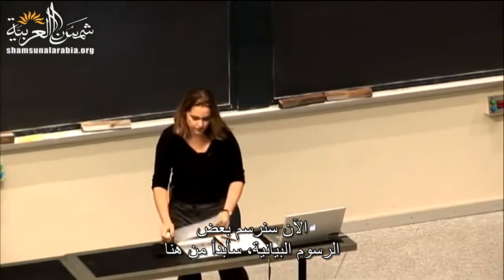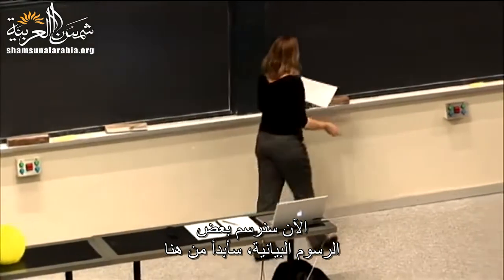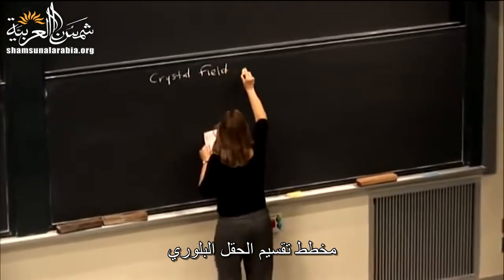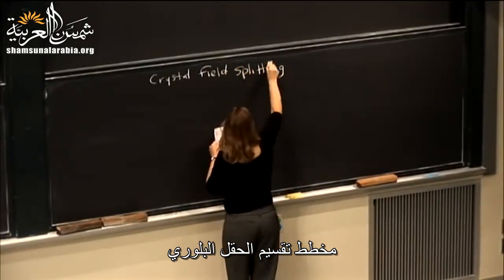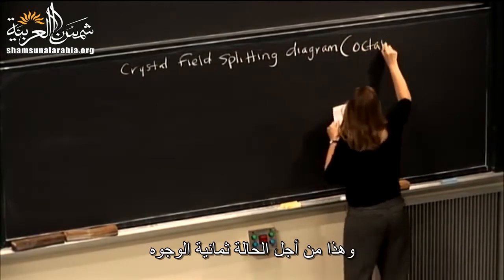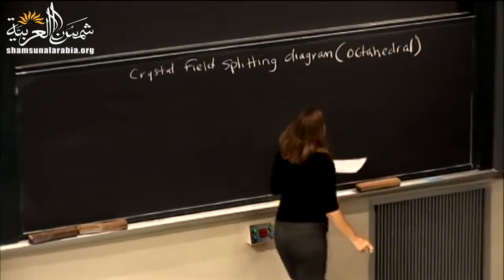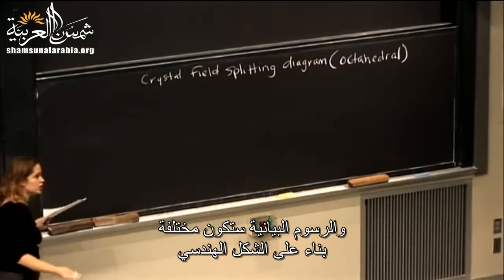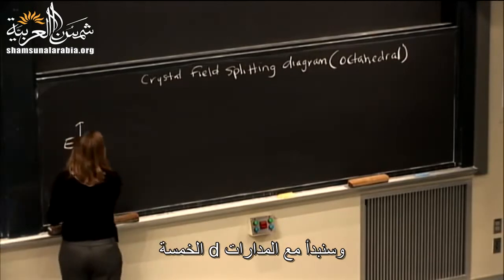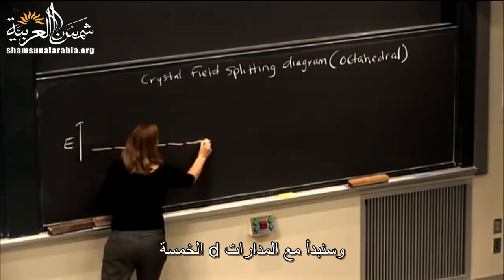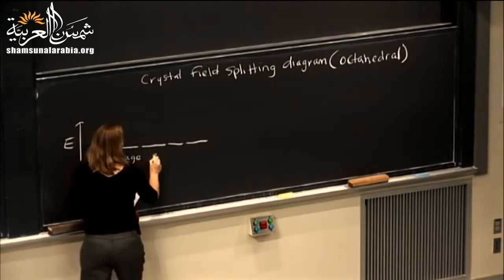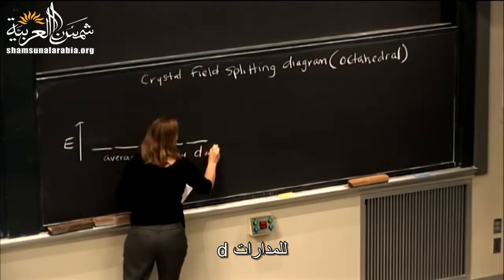OK, so now we're going to draw some diagrams. I'm going to start over here. So we're going to draw what's called a crystal field splitting diagram. And this is for an octahedral case. And the diagrams are going to look different depending on what the geometry is. So we draw this diagram, energy is going up, and we're going to start with our 5d orbitals. And so this is going to be the average energy, the average energy of our d orbitals.